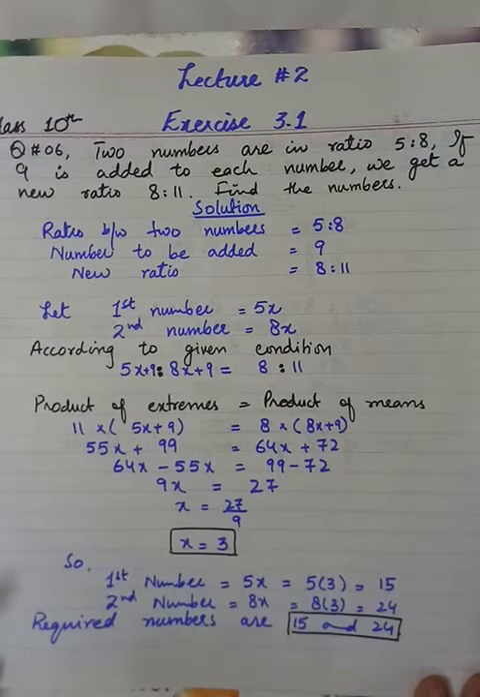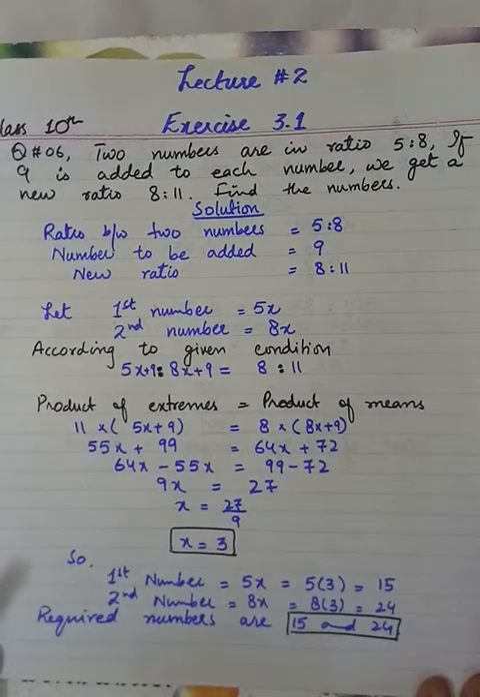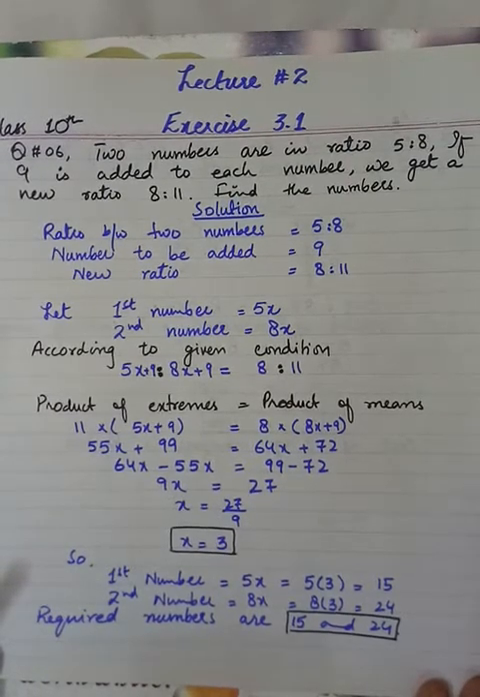We have done previous video question number 1 to 4 and question number 5 you have to do by yourself. Now let's start for the question number 6. What is written in the question number 6? Two numbers are in ratio 5:8. If 9 is added to each number, we get a new ratio 8:11. Find the numbers.